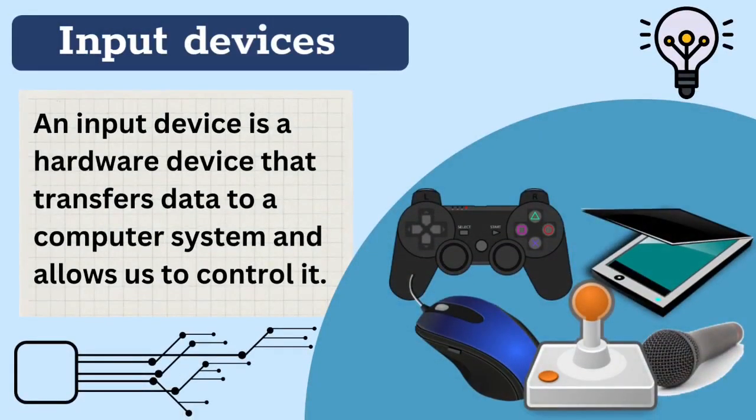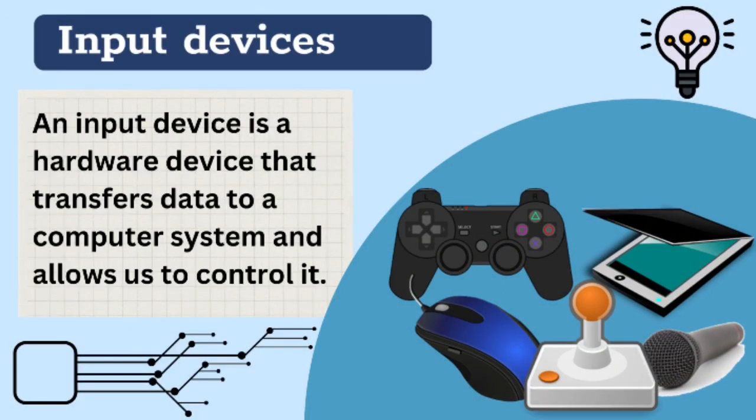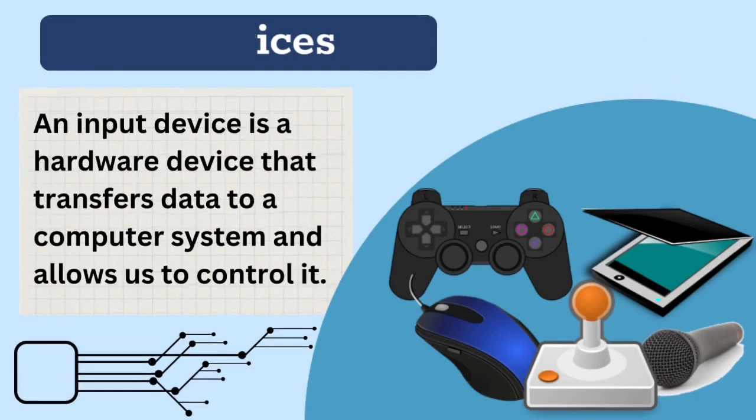The next is the input device. An input device is a hardware device that transfers data to a computer system and allows us to control it. For example, keyboard, mouse, scanner, barcode reader, microphone, light pen, and more.